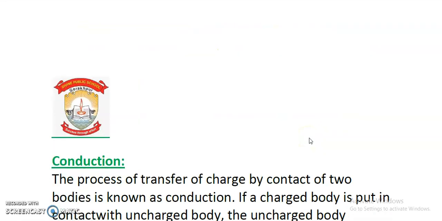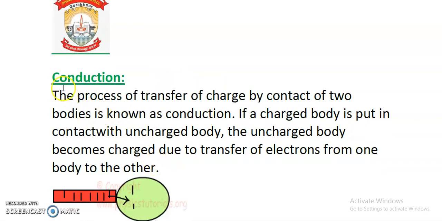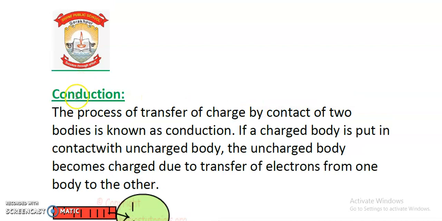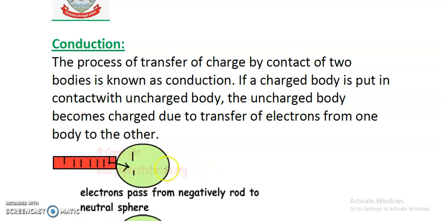The next method of charging is conduction. What is conduction? Let us see. Conduction is the process of transfer of charge by contact of two bodies. In this process, the two bodies, the uncharged body and the charged body, must be in contact. If a charged body is put in contact with an uncharged body, the uncharged body becomes charged due to transfer of electrons from one body to the other. In the process of conduction, the transfer of electrons definitely takes place.